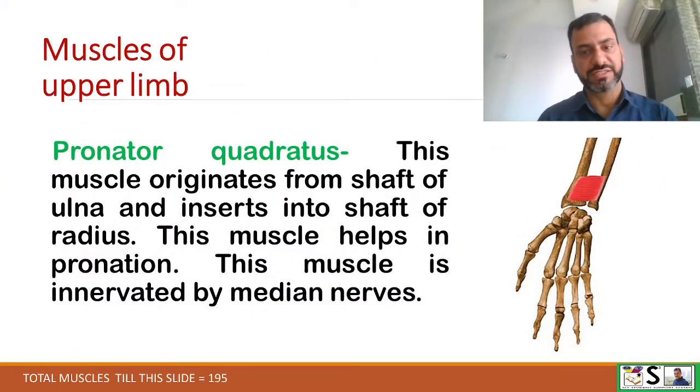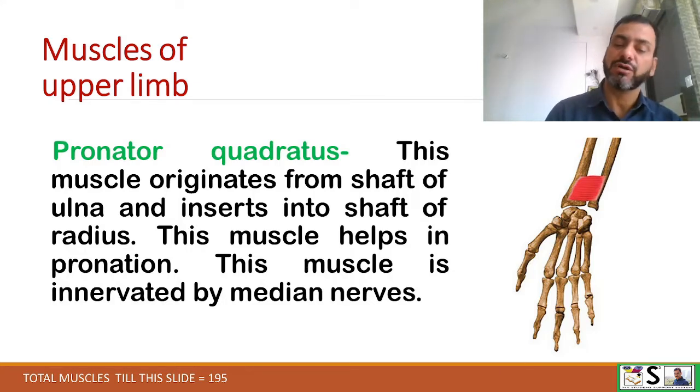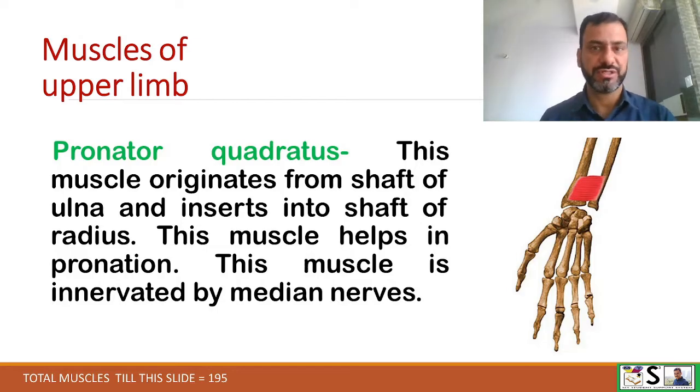Pronator quadratus. This muscle originates from the shaft of ulna and inserts into shaft of radius. This muscle helps in pronation and this is also innervated by median nerve.